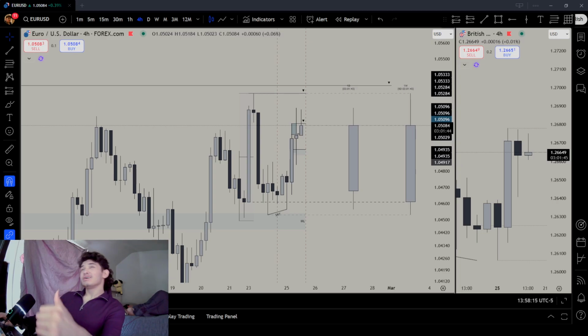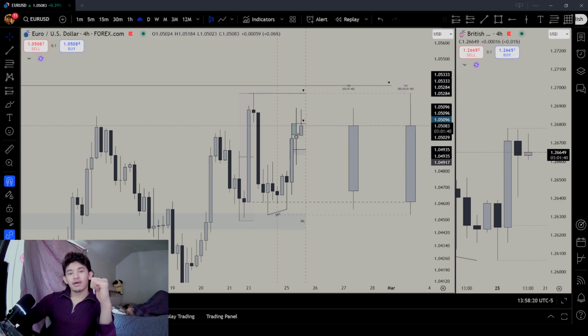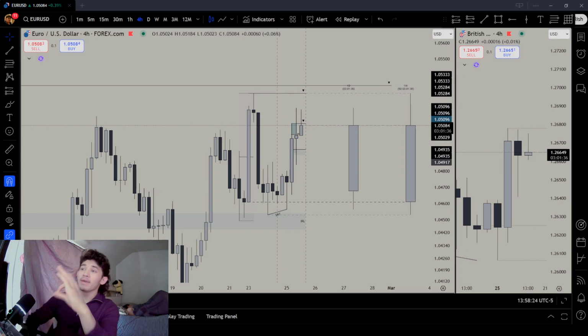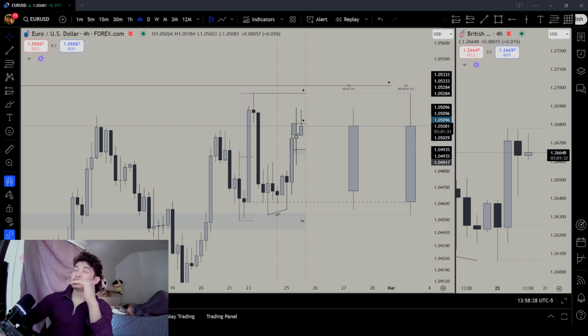The most important ICT concept, SMT divergence. What makes it so important? Because this specific concept requires another pair. So you can't even find it in this specific pair.